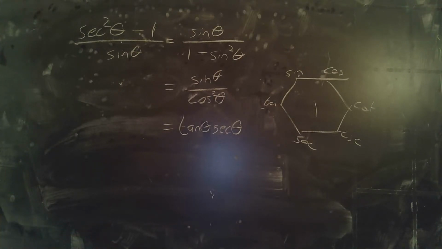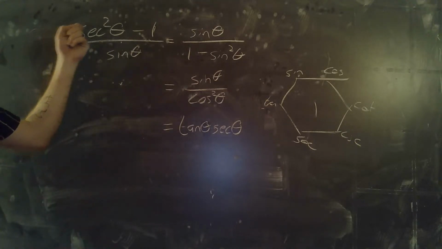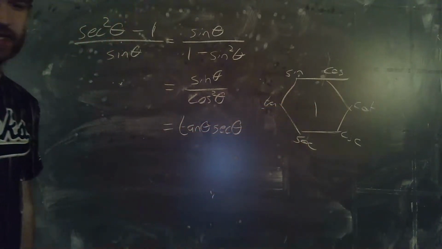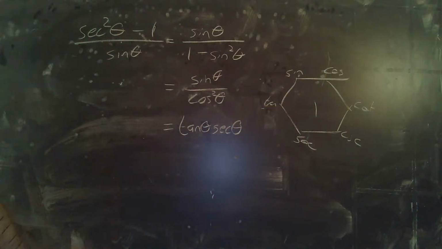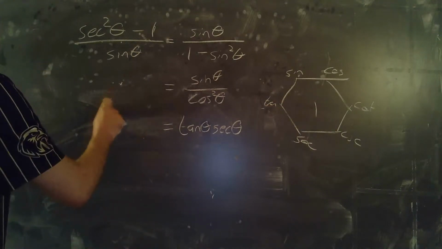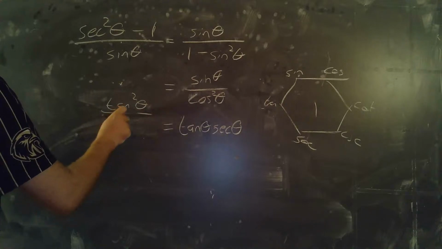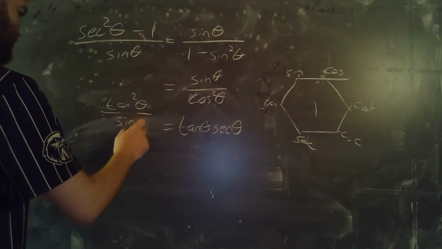Okay, so what can I do with this? Well, secant squared minus 1. You'll notice that we have tangent squared plus 1 is equal to secant squared. So secant squared minus 1 must be tangent squared. So that'll allow me to change the top part of this to tangent squared over sine.